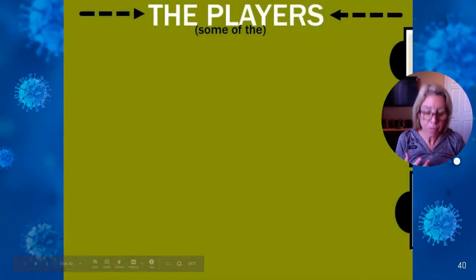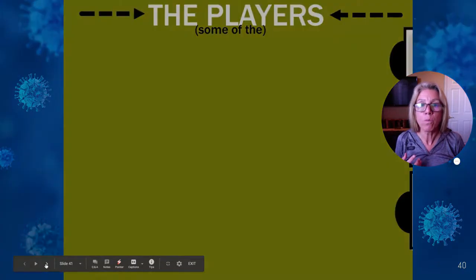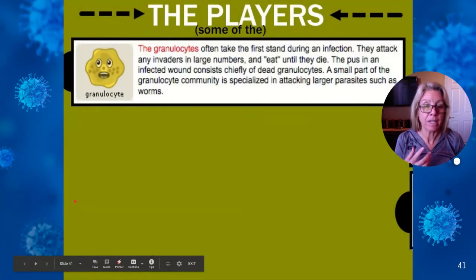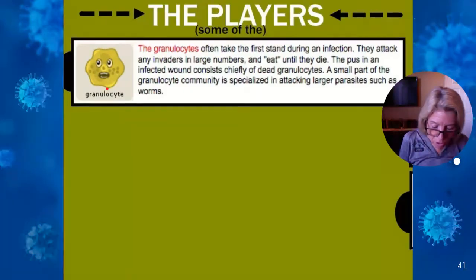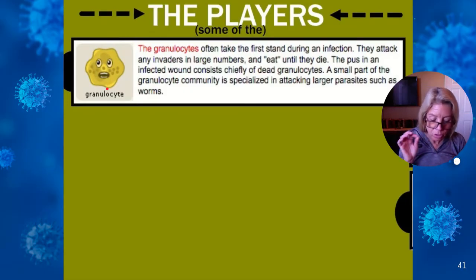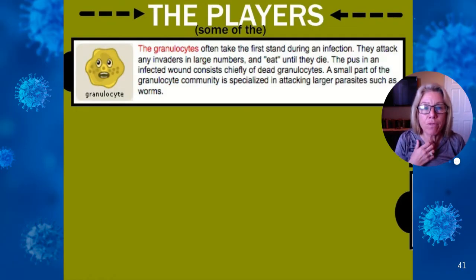So who are some of the players in this process? One player are the granulocytes. If you remember, those are the eosinophils, the basophils and the neutrophils. So they have the little granules in them. One of those is the neutrophils, and those are most numerous, and they are first on the scene.